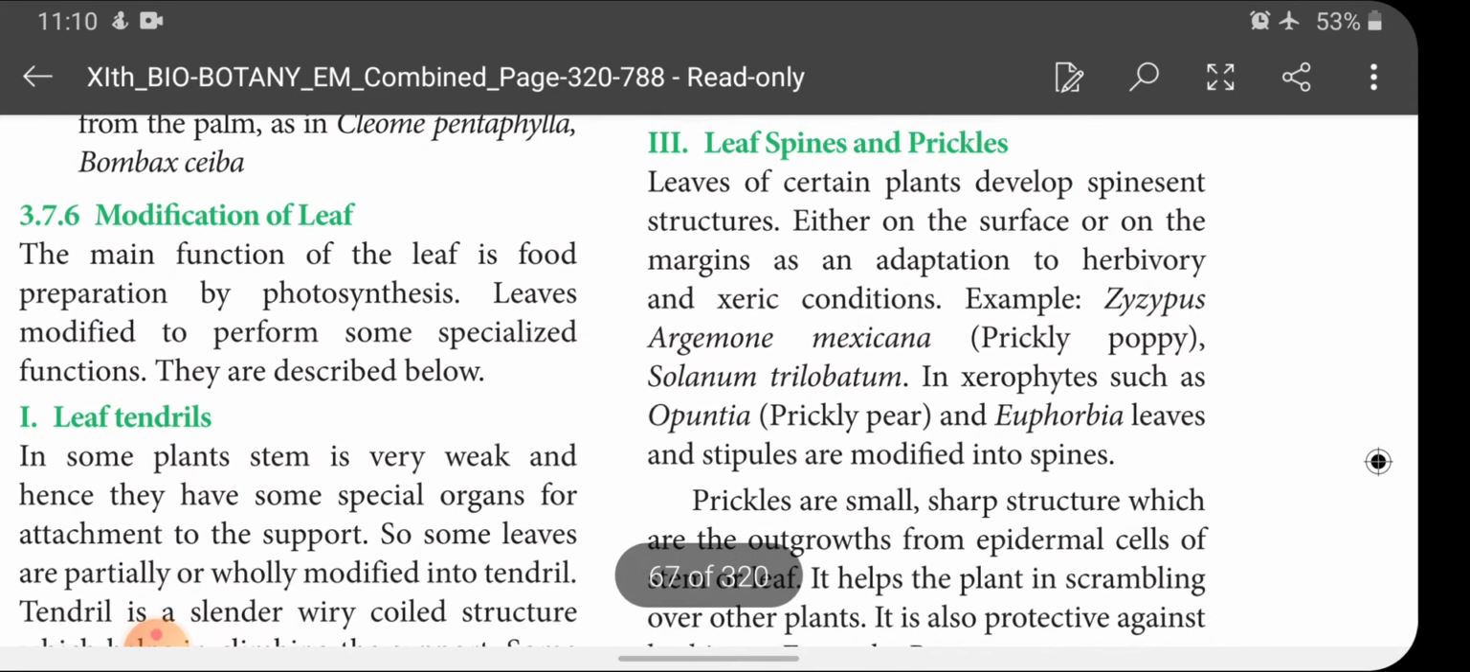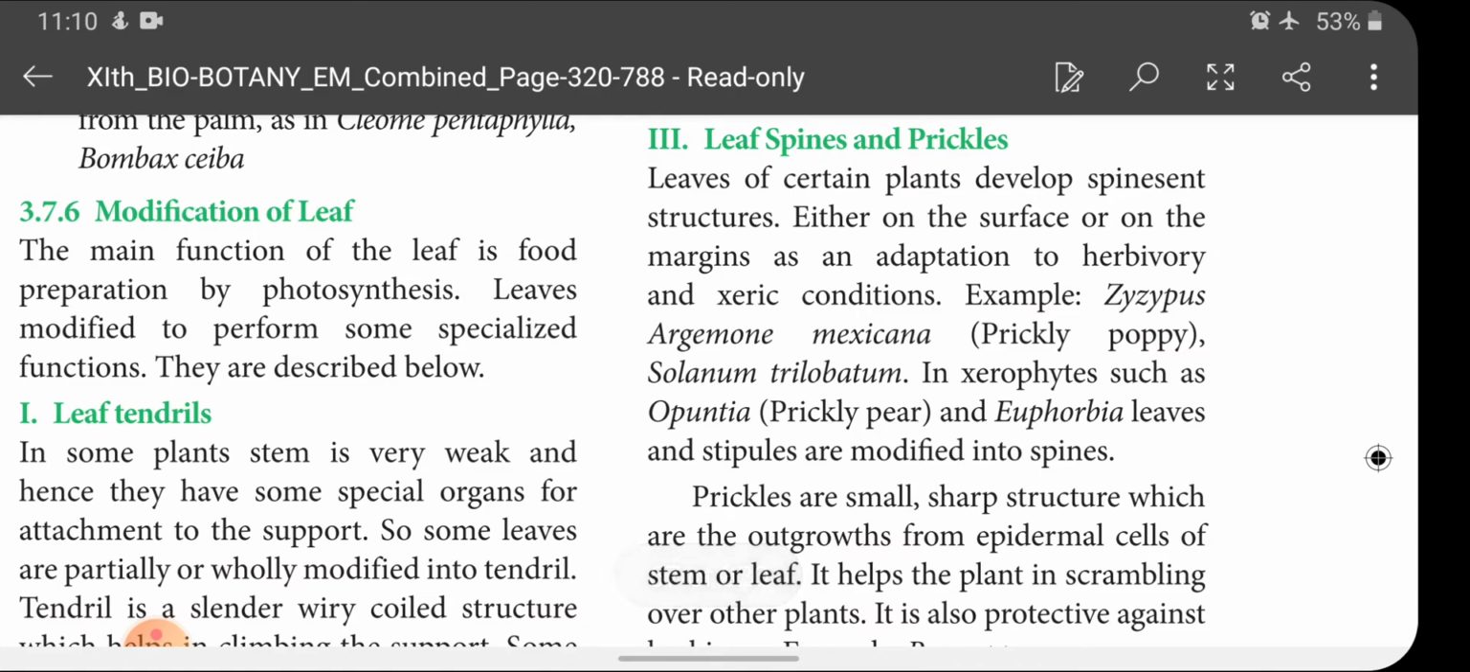Let's see about the leaf spines and prickles. Leaves of certain plants develop spines, structures either on the surface or on the margin, as an adaptation to herbivory and xeric conditions. Examples: Ziziphus, Argemone mexicana, Solanum trilobatum. In xerophytes such as Opuntia and Euphorbia, leaves and stipules are modified into spines. It is nothing but the leaves modified into spines, that's it.